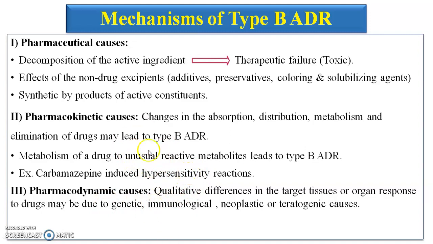Then third will be pharmacodynamic causes, where qualitative differences in the targeted tissue or organ response to a drug, whether genetic, immunological, neoplastic, or teratogenic causes, all together come up as type B ADRs.